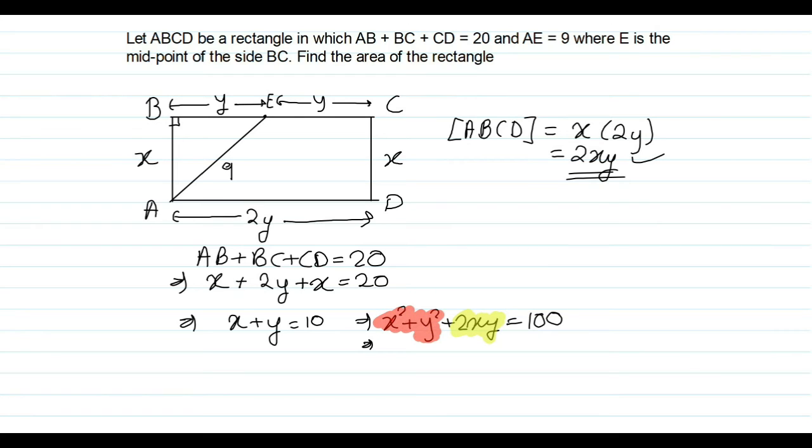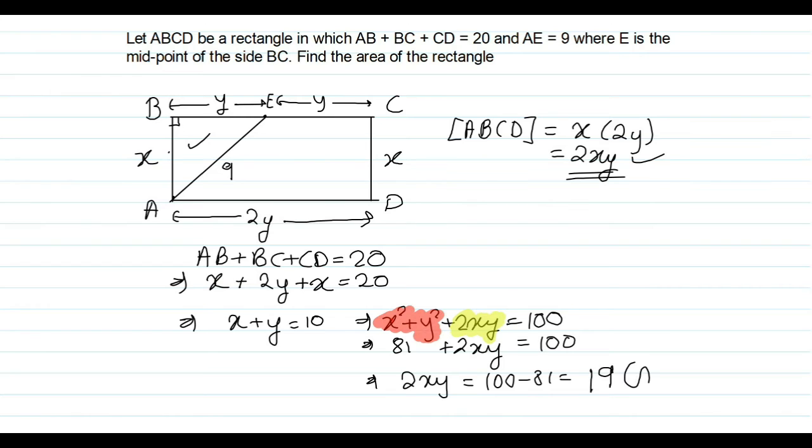What about them? Here we see that it is given that AE is equal to 9, and this is a right angle triangle, triangle ABE, and X squared plus Y squared is equal to 81 by using Pythagoras theorem in this triangle. So 81 plus 2xy is equal to 100. From here, 2xy is equal to 100 minus 81, which is equal to 19, and that's the answer. Okay, so this was a very easy problem for IOQM, and I hope all of you had got this correct. And even if not, there is no point to worry. Practice makes a man perfect.